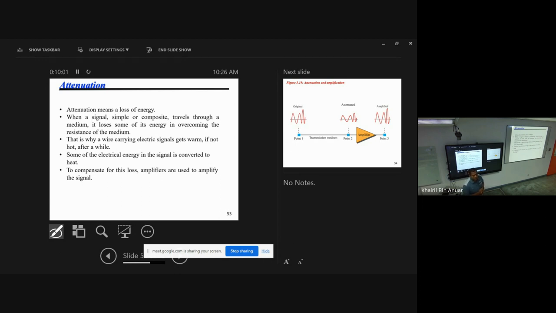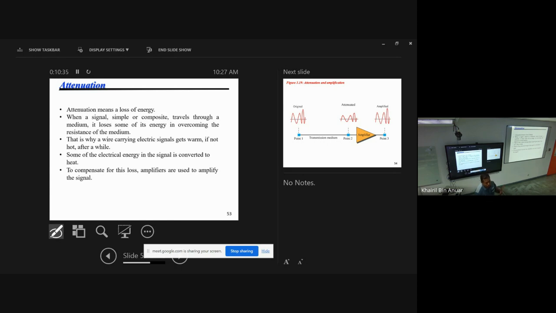So basically, there are a few reasons for the energy loss. One of them is the medium of transmission. Okay, sometimes when you transfer it, your cable will be hot. That is where your signal is being transferred into heat. So the signal has been changed into heat, so the energy will be lost. Okay? So that is why wires carrying electric signals get warm if not hot after a while.